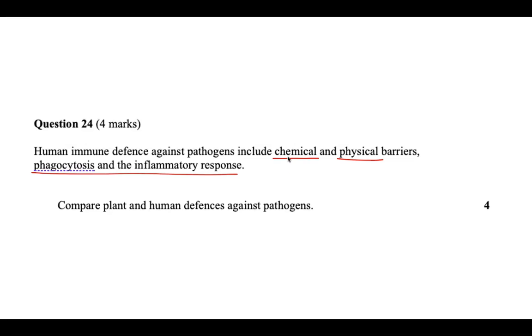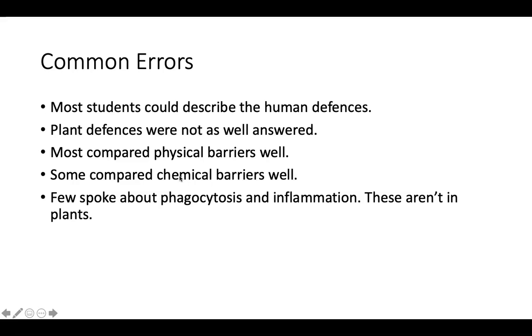So in this answer, we want you to talk about all 4 of those things and relate them to human and plant defenses against pathogens. Now, humans are going to have all 4 of these. Plants are going to have chemical and physical barriers, but they're not going to have the phagocytosis or the inflammatory process. So common areas for this question.